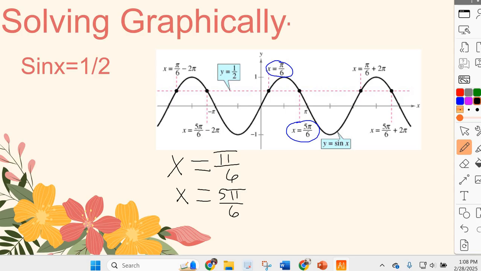You add 2 pi. Why 2 pi? That's the period. Correct. So how would I get my next solution? Add 2 pi again. So how many 2 pi's would that be? 2 pi's, and if I added another 2 pi, that would be 3 pi's, and so forth. But if we go backwards, we are subtracting 2 pi.